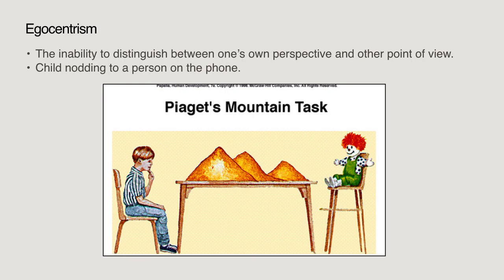So for egocentrism, this is a child's inability to focus on or understand anything that doesn't have to do directly with the child. So the child is only focused on anything from their own perspective. That would be the concept of egocentrism. It's very hard for them to see anything from anyone else's perspective.